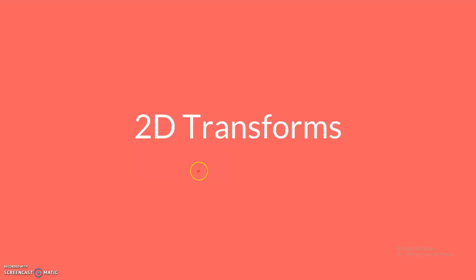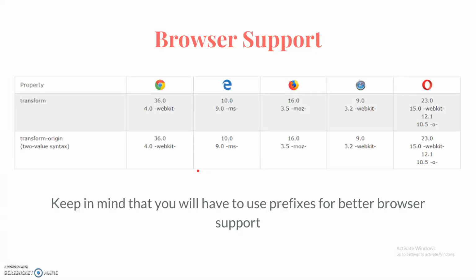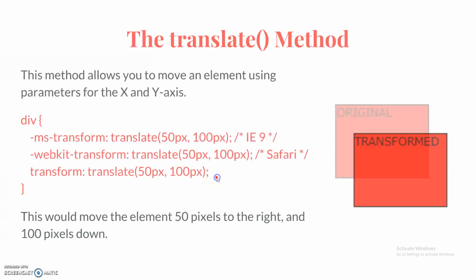Now moving on to 2D transformations. First, I want to talk about browser support for these. We'll discuss this a little bit more later to understand it better. But we will have to use prefixes for better browser support when using the transform property.